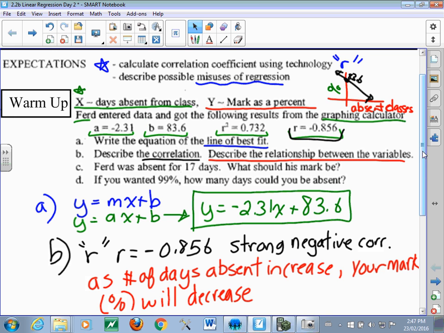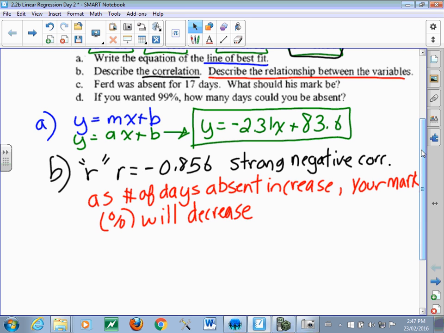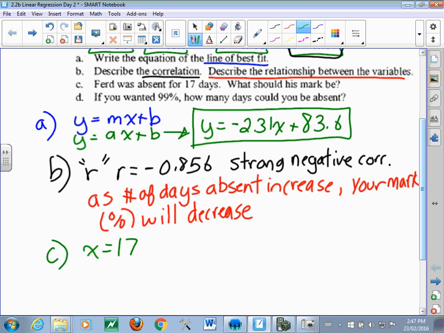Next, Fern was absent for 17 days. What should his mark be? Well, you can use the equation. We're going to sub in x equals 17. We don't have a graph, so guess what? We have to use the equation. We have no other option in this case. He did use technology, however, so he would be able to do it, but we don't have access to the graph to make any interpolation or extrapolation.